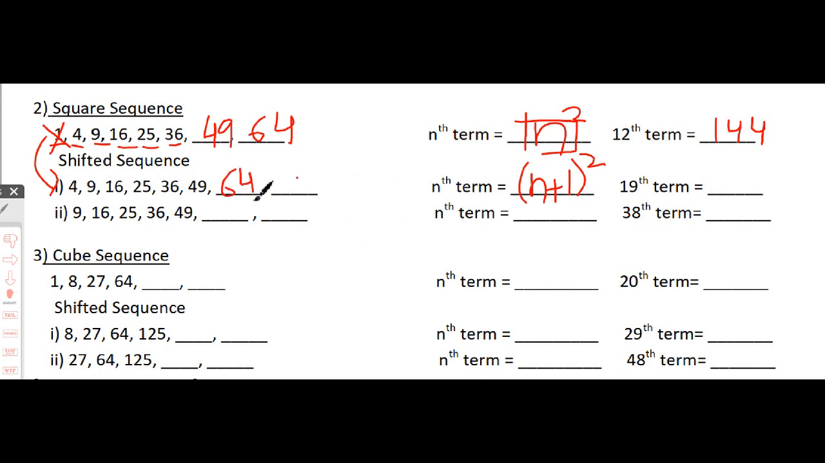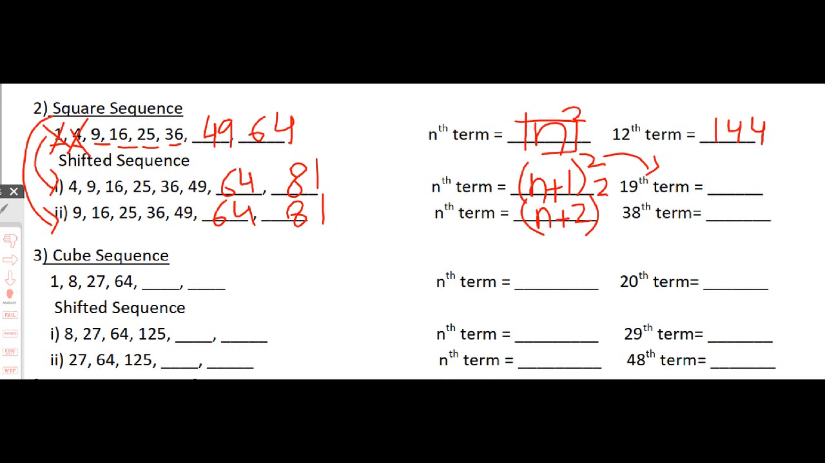So here after 49 we'll write 64, and after 64 we'll write 9 square, 81. Now here we have removed two terms from the original sequence, so we write n plus 2 whole square. Again, some students end up writing n square plus 2, which is completely different, so be careful about that. So this is also 64 and 81.